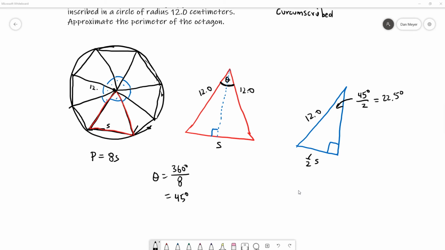We have that sine of 22.5 degrees is equal to 1/2 S over 12. That's the same as S over 24. And so the side length that I'm looking for is 24 times sine of 22.5 degrees.